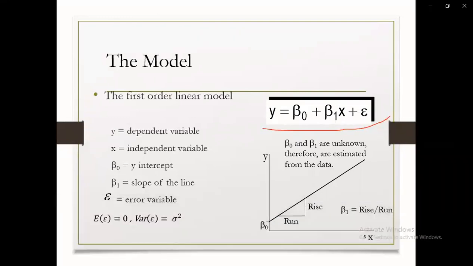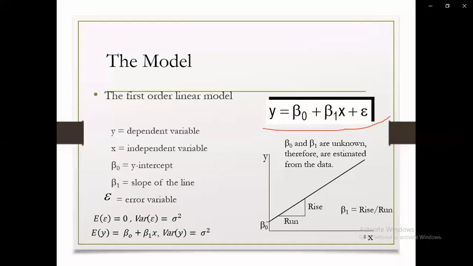We also assume that the expectation of our errors is always going to be zero because the errors are around the line, the linear path. So when we find the expectation of the errors around the straight line, we are going to get zero, and the variance of our error is also going to be equal to sigma squared.